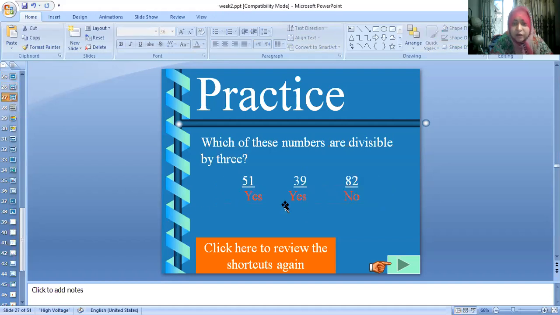Now, are these numbers divisible by 3? 5 plus 1, 6, yes. 3 plus 9, 12, yes. 8 plus 2 is 10. 10 doesn't come in the table of 3, so no, it's not divisible.